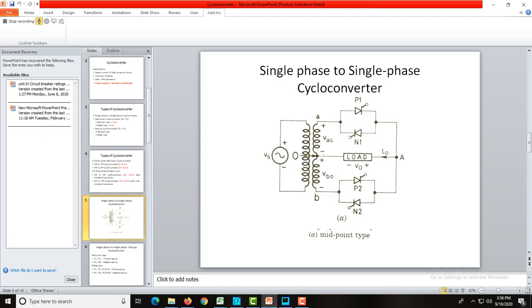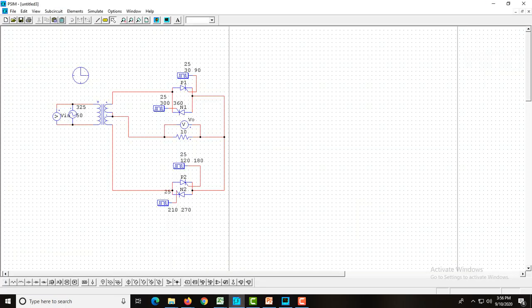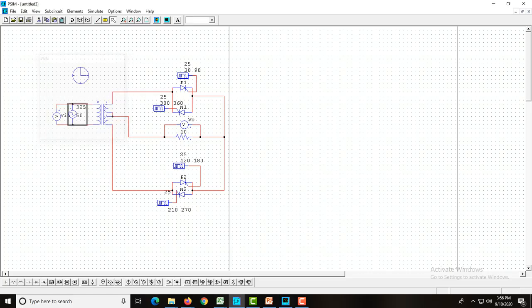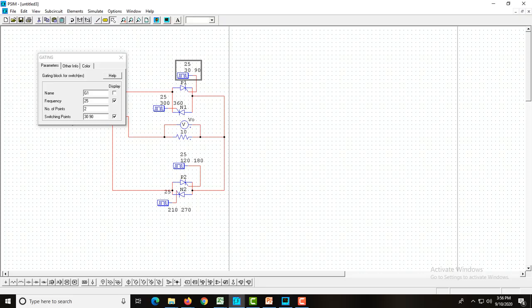First we can take, so for that we have to draw 4 SCRs, P1, N1, P2, N2. So this is one pair and another pair, and center tap transformer. This is your input voltage, and we are connecting the 10 ohms resistance. So the input voltage will be of magnitude 325 volts, root 2 into 230, which is 325 volts, and load resistance 10 ohms, and we have to connect the gating block. So in each gating block we have to change the frequency as output frequency 25 hertz.